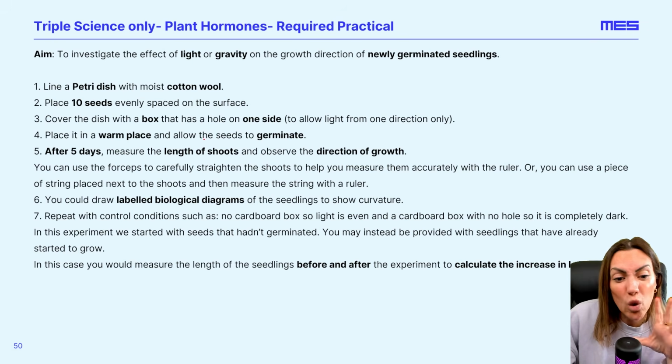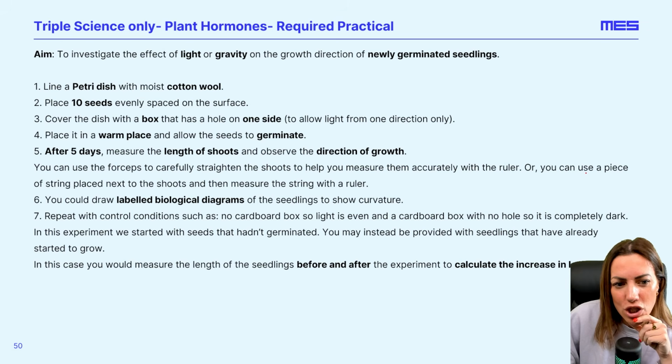Place it in a warm place, so a warmish temperature, so the seeds start to germinate. Leave them for a set amount of time, so I've suggested 5 days. You could then measure the length of the shoots and observe the direction of growth or the bending of the shoots. When you're measuring the shoots, it is really hard to do because they are bending towards the light. So you could suggest use forceps to carefully straighten the shoots to help you measure them accurately with a ruler.